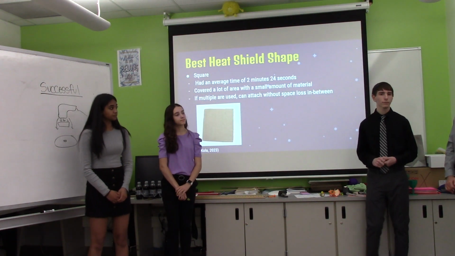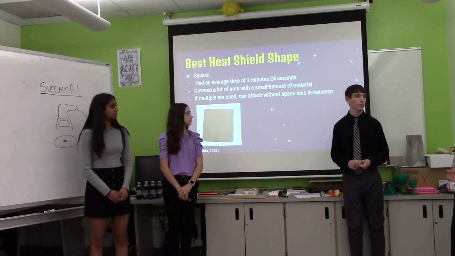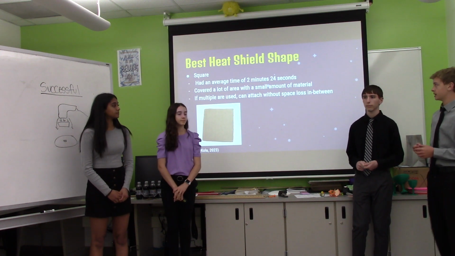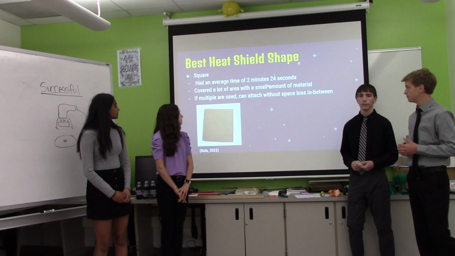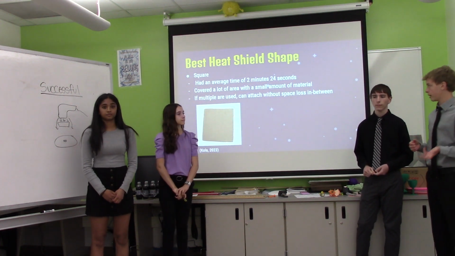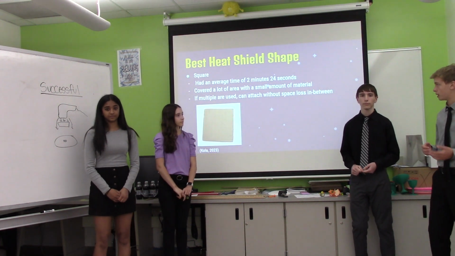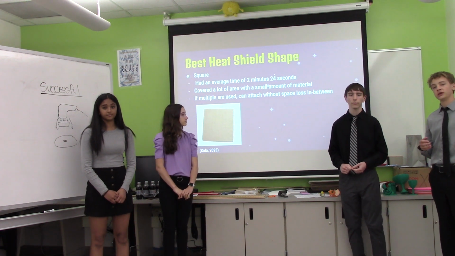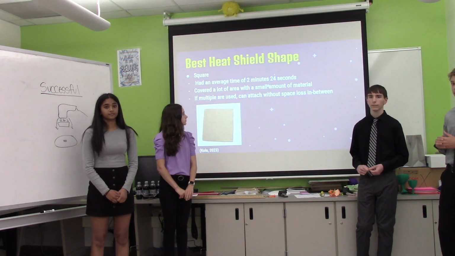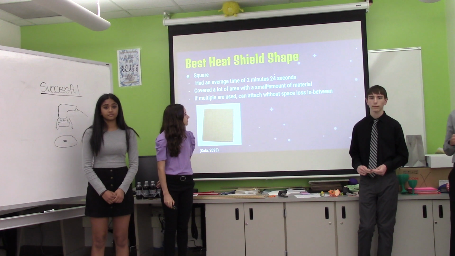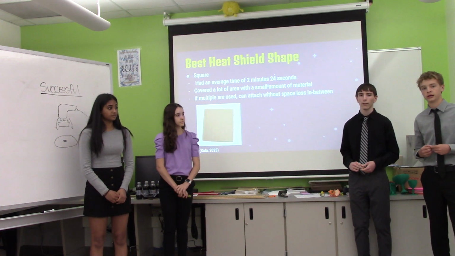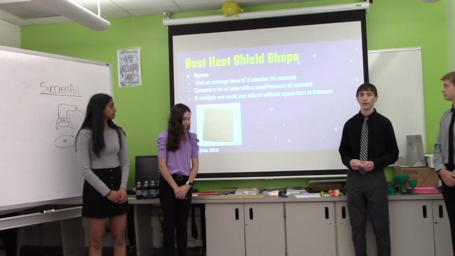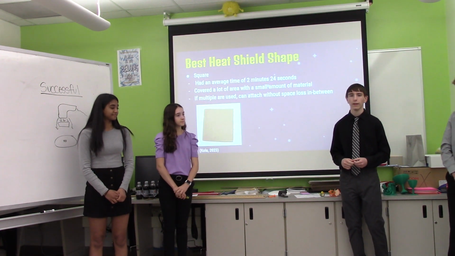So now we'll look at the best heat shield shape, and we found that the square was the best as it had an average time of 2 minutes and 24 seconds till it fully melted. And we found that it covered a lot of area with a small amount of material. And if multiple of these are used, they can attach without space being lost in between, which means it can be much more effective than some of the other shapes we tried. This means that our hypothesis was incorrect.